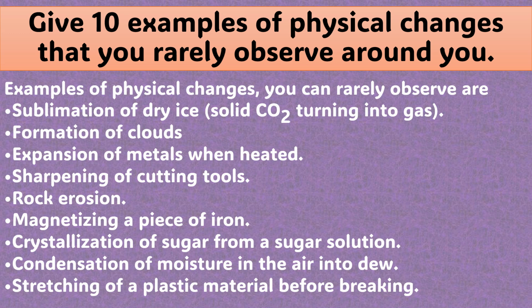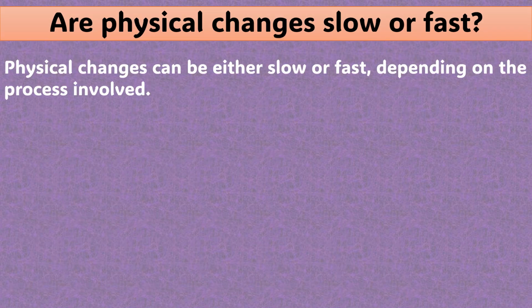Some examples of physical changes which you can rarely observe are: sublimation of dry ice, solid carbon dioxide turning into gas, formation of clouds, expansion of metals when heated, sharpening of cutting tools, rock erosion, magnetizing a piece of iron, crystallization of sugar from a sugar solution, condensation of moisture in the air into dew, stretching of a plastic material before breaking.